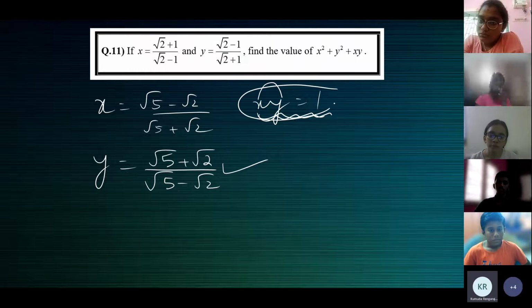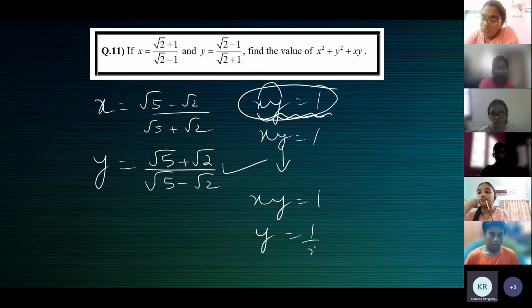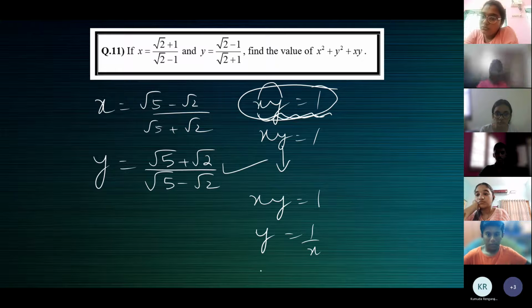Why have they given you this? To get the expression for y. That's all, just for that. xy is equal to 1 is just given to find y, nothing else. You can also interpret it like this: xy is equal to 1, no? So you can write y is equal to 1 by x. Can you see that? Y is equal to 1 by x.